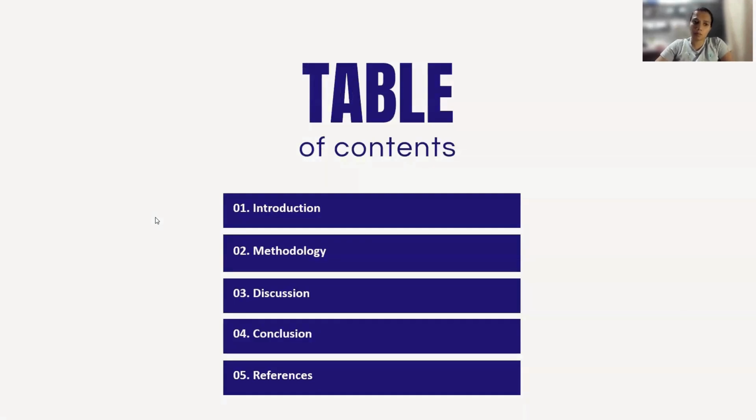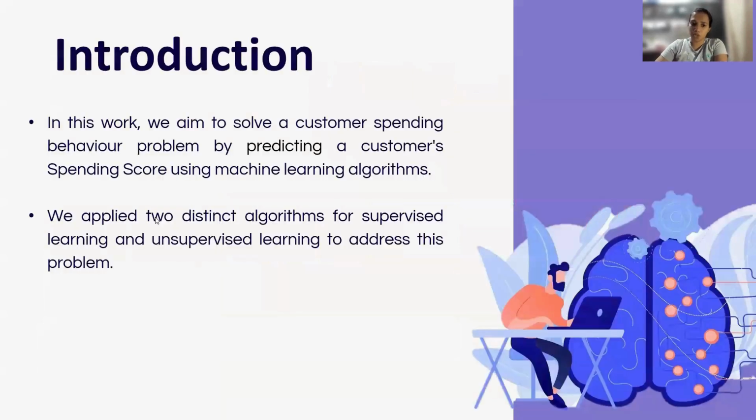Under this work, we are going to talk about introduction, methodology, discussion, conclusion, and references. First, about the introduction. In this work, we aim to solve a customer spending behavior problem by predicting a customer spending score using machine learning algorithms. So here we basically focused on understanding how customers spend by predicting their spending score using, as I mentioned earlier, machine learning algorithms.